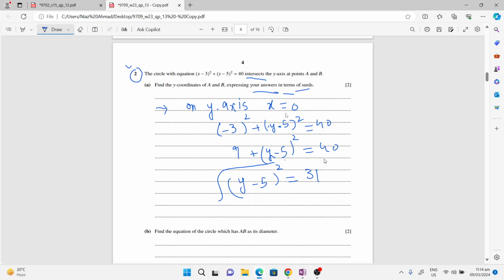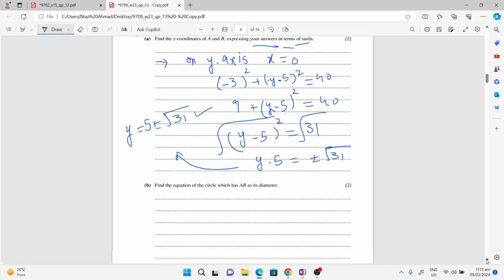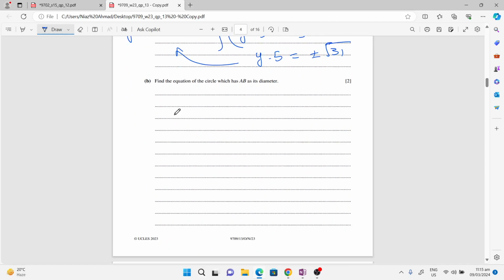Take the square root on both sides, so y minus 5 equals plus or minus the square root of 31. Then take the negative 5 to the other side, so the final answer can be expressed as 5 plus or minus the square root of 31. So this is your answer in terms of surds. You cannot use your calculator, and you cannot simplify that.